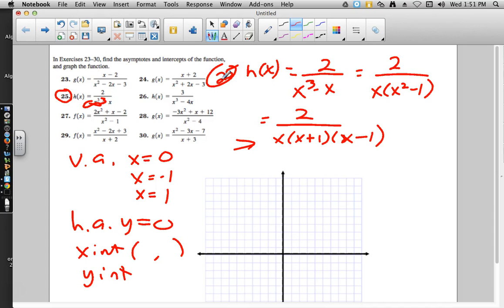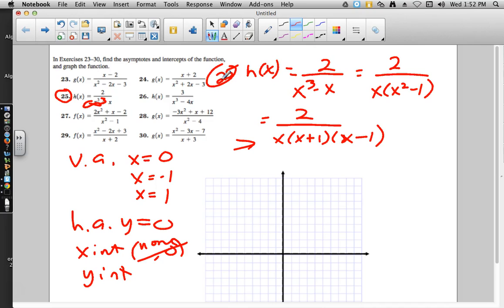The x-intercepts come from making our numerator equal to 0. But it's a 2, and we don't have any rules in math that will make us magically change a 2 into 0, so we don't get one. There is no x-intercept. We just put none and walk away from it.